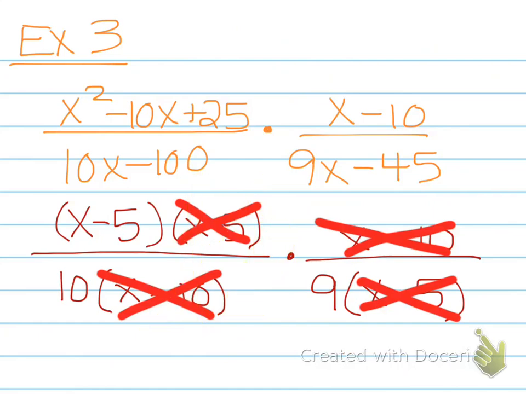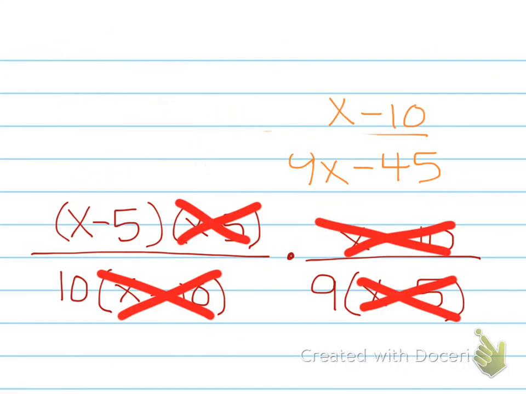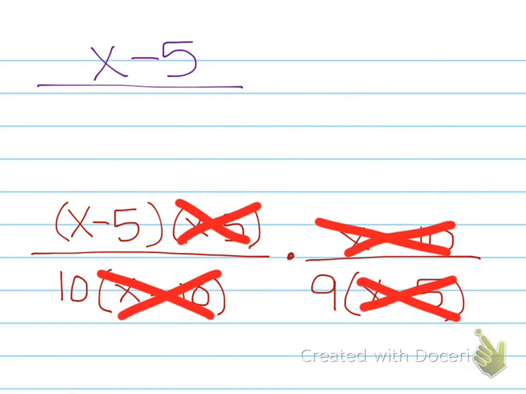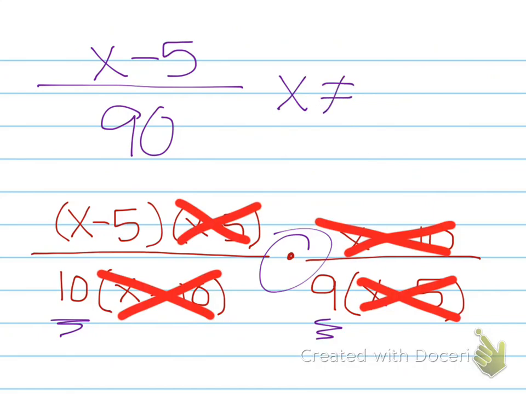Okay, so my final answer, I'm going to get some more room up here. Get rid of our original. So now I'm going to start working from the top. Alright, so I have x minus 5, and now I have a 10 and a 9, and since we are multiplying, it's going to be divided by 90. Okay? Now, don't forget, you need to tell me what x can't equal.